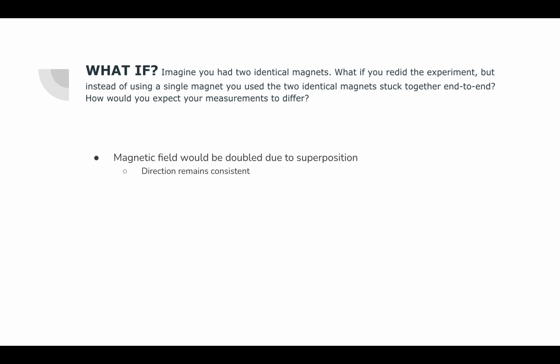And then what if you had two identical magnets? What if you redid the experiment, but instead of using a single magnet, you had two identical magnets stuck together end to end? How would you expect your measurements to differ? The magnetic field would be doubled due to superposition, but the direction will remain consistent.